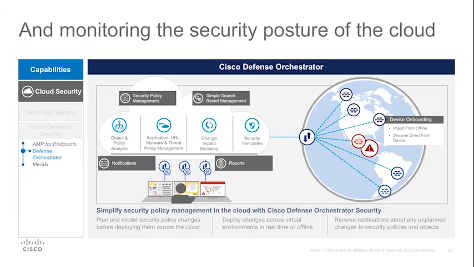Object and policy analysis with Cisco Defense Orchestrator helps orchestrate the 4 aspects of security policy management: change management, auditing, optimization, and monitoring. For change management, get visibility to change impact across affected Cisco security services and devices. Visualize and orchestrate how changes affect global security posture by using change impact modeling.